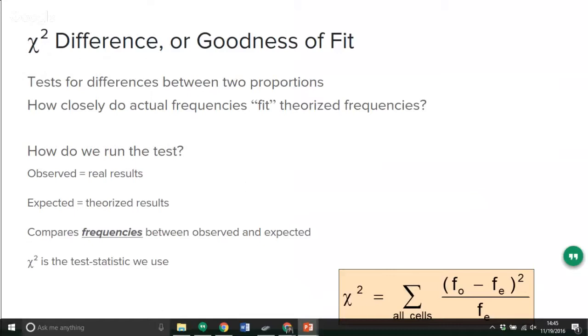Now, I'm not requiring you to know or memorize this particular formula. However, the general gist of the formula, I think, is important. We are running a test that looks at differences between real results, or the sample, and theorized results, which would be the population. As I say here, it's comparing frequencies between observed and expected. And it's important to know frequencies because that's one of the reasons why we're using chi-square: to use it with categorical variables, particularly nominal variables.